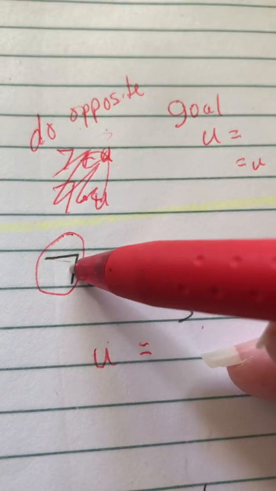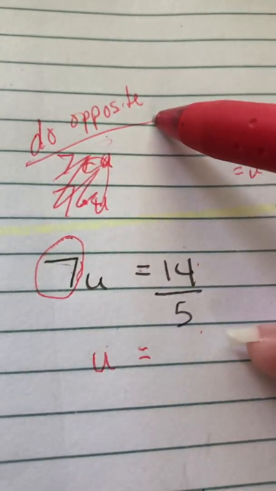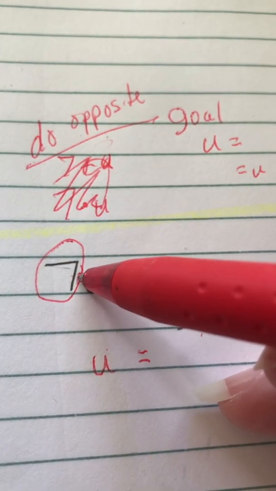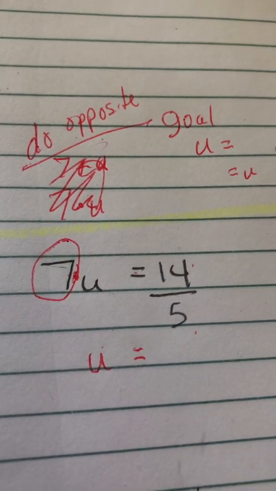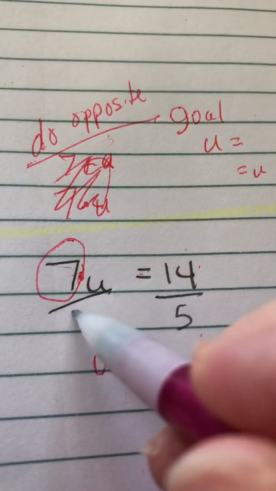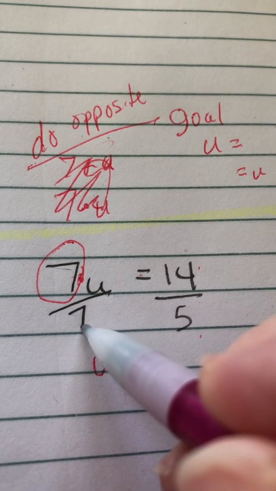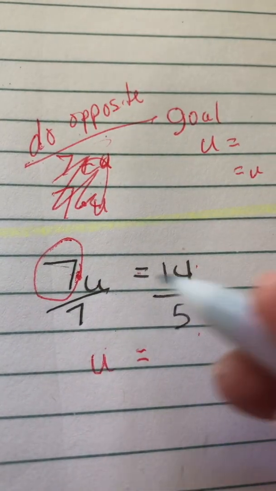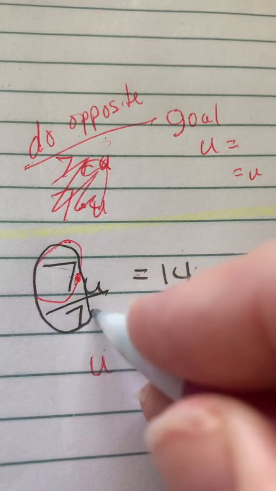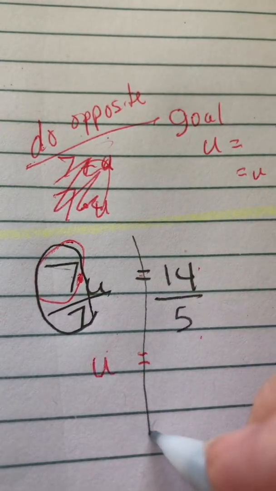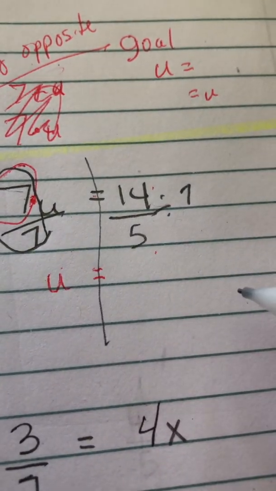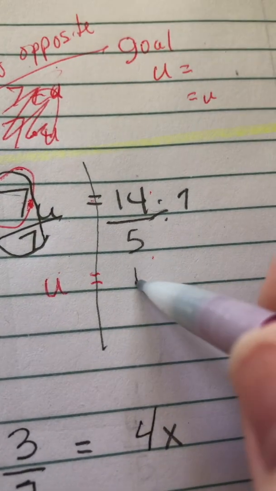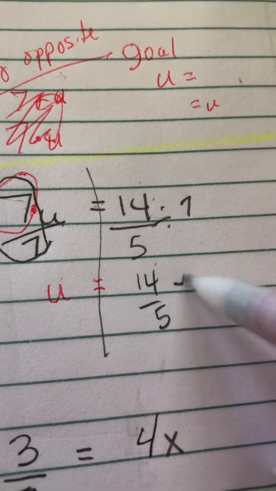And so we're going to get rid of the 7 by doing the opposite. If currently it's multiplying, then the opposite of multiplication is division. So I'm going to divide by 7 here, and I'm going to do it on both sides. If I'm dividing by 7 on this side of the equal sign, then I'm also going to divide by 7 on this side of the equal sign. Well, 14 over 5 divided by 7.